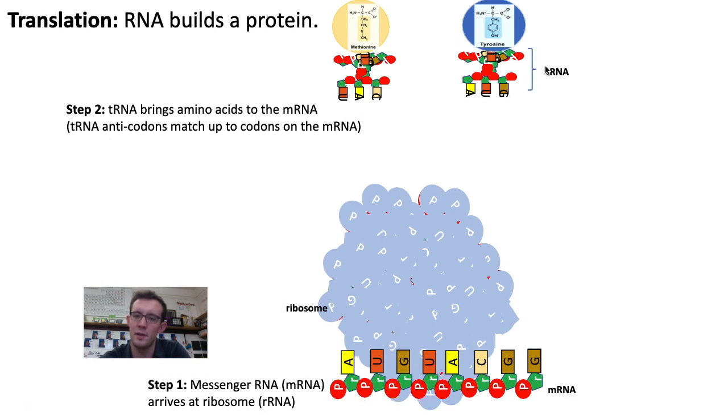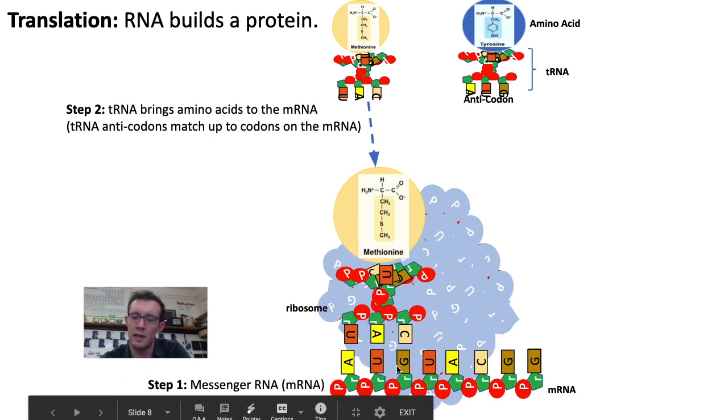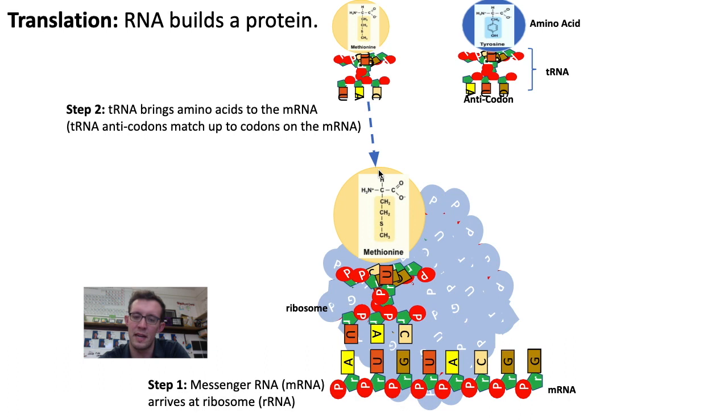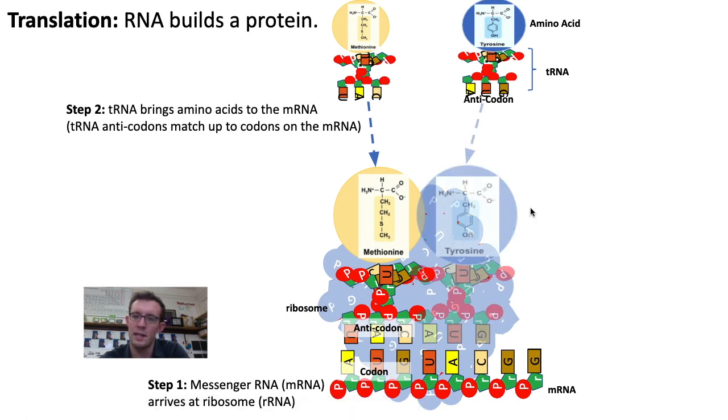Again, the transfer RNA has an amino acid on one side and an anticodon on the other side, which is able to match with a codon on the mRNA. So you can see our first amino acid is brought by the transfer RNA, whose anticodon matches up with the codon on the mRNA. And the same is true for our second amino acid.